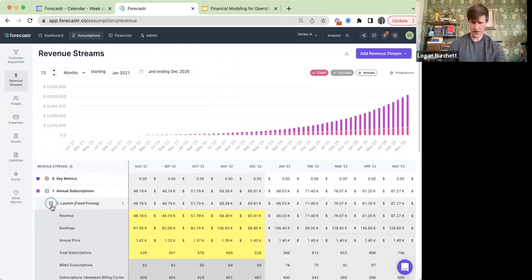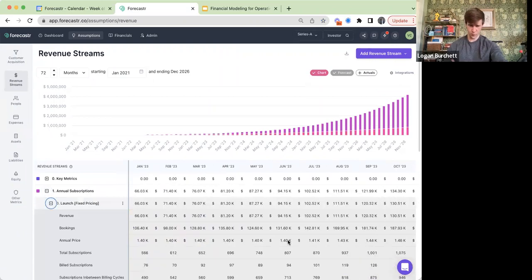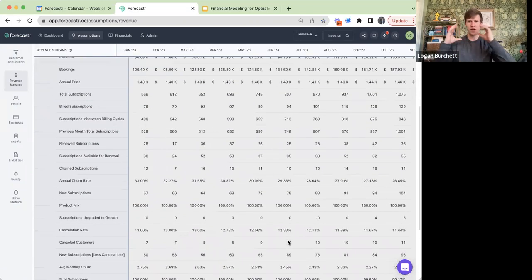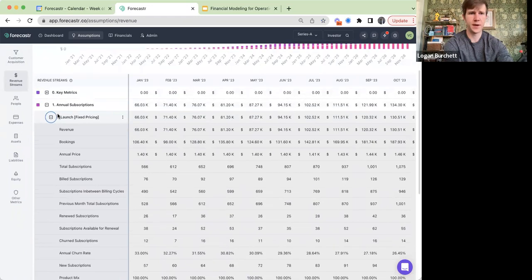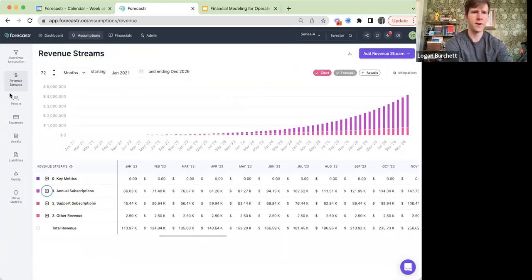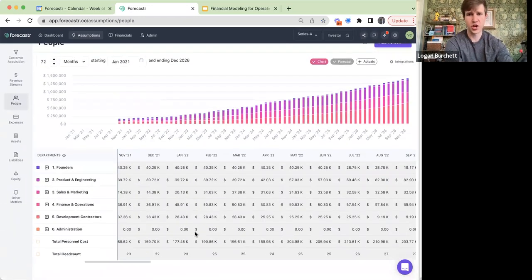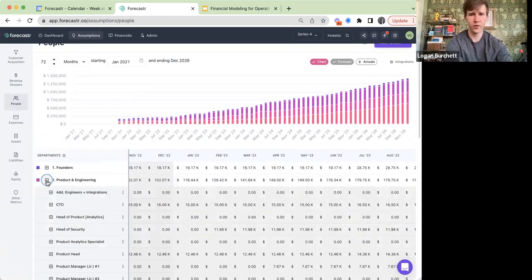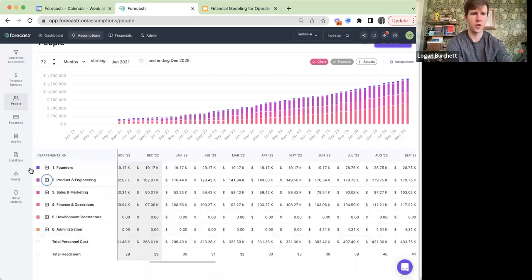So, for us, we do annual subscriptions. You can see we go all the way down to the metric level. Ours is more complex than a lot. We can go really deep here and understand where our churn rate needs to be, where our ACV needs to be, all of that good stuff. And then we've got a people section to show who is going to be hired. You can go all the way down to the person level, looking at salary, start dates, all of that.